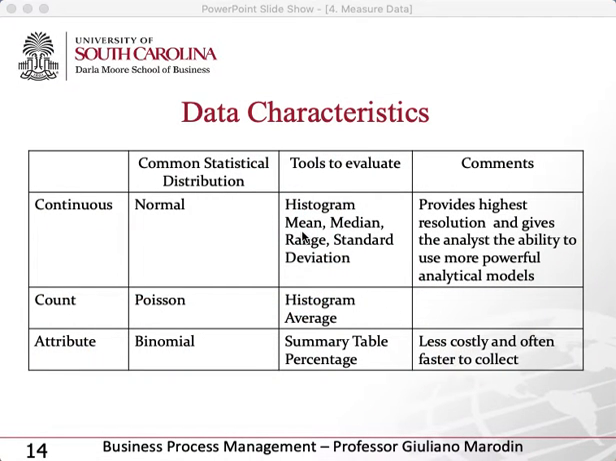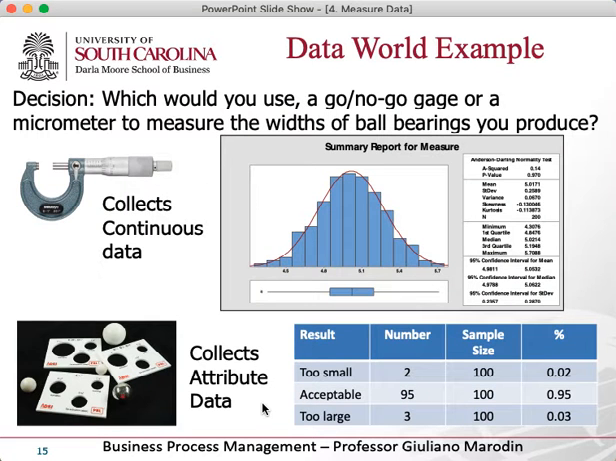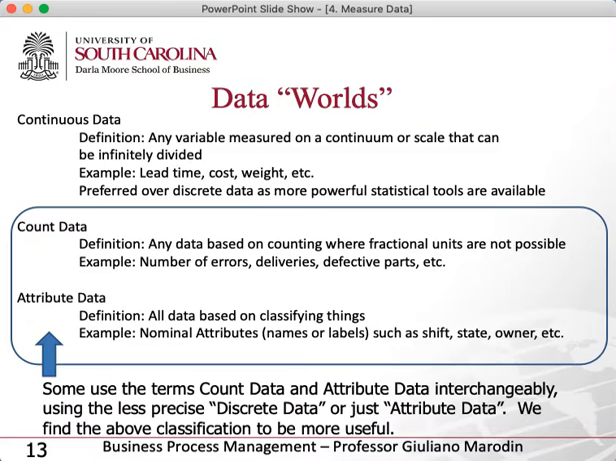Silly me. So, we have continuous and attribute data. Attribute can be divided into count and actual attribute. I told you that continuous data is the best one because we have a lot more powerful things that we can do with them, and with attribute data, we don't have many things we can do, right? So this is just an example of how to collect each data.